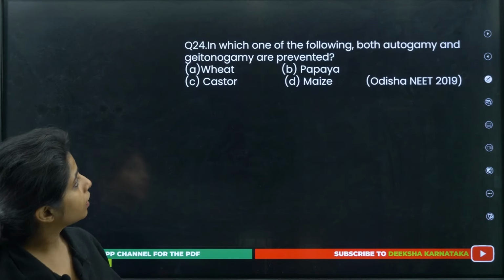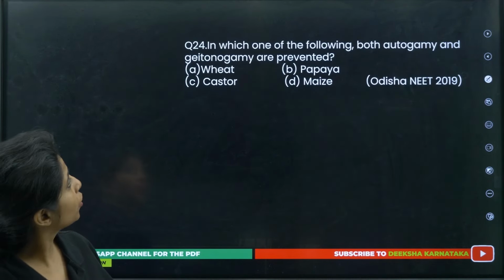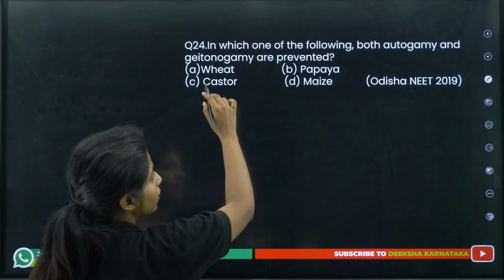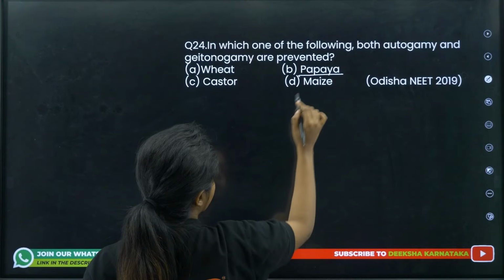Going ahead. In which one of the following are both autogamy and geitonogamy prevented? So, all of them are monoecious, but you're talking about papaya, it's dioecious.